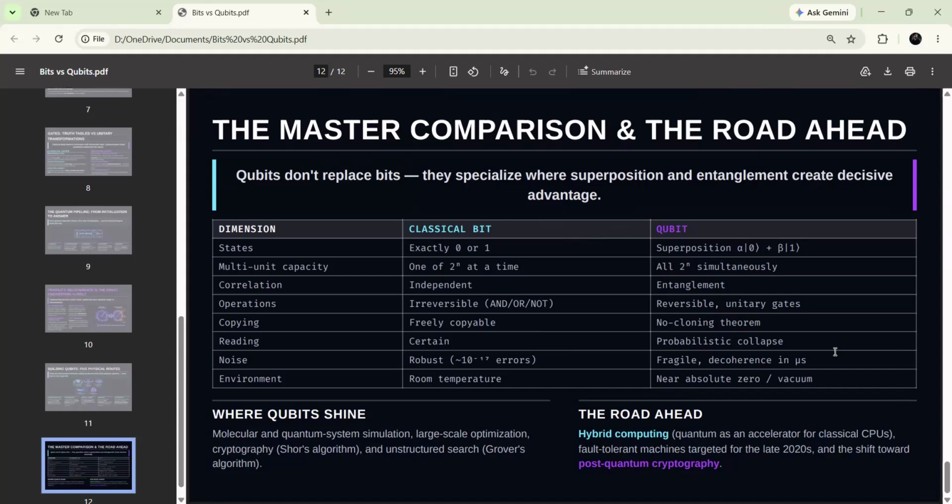And where qubits shine: molecular and quantum system simulation, large-scale optimization, cryptography with Shor's algorithm, and unstructured search with Grover's algorithm. So this is all about bits versus qubits.